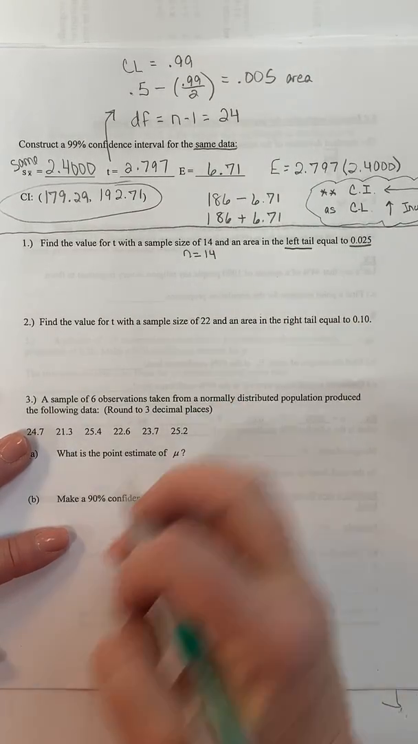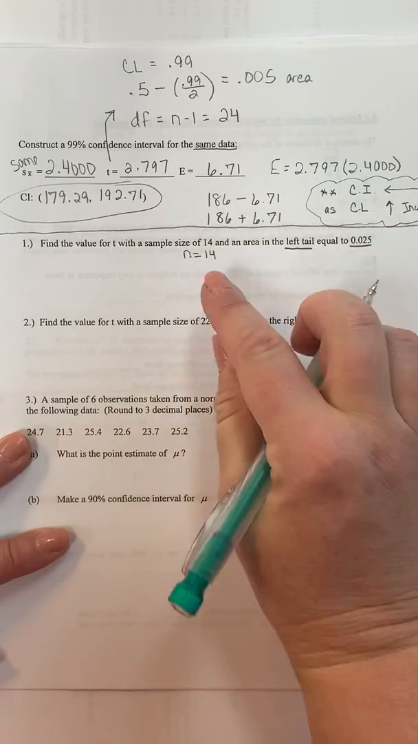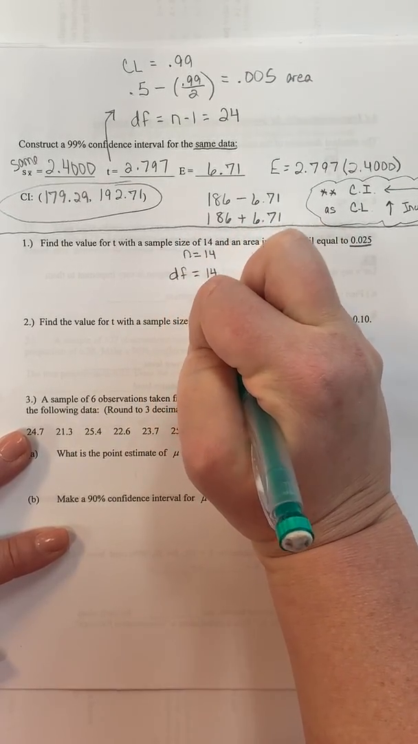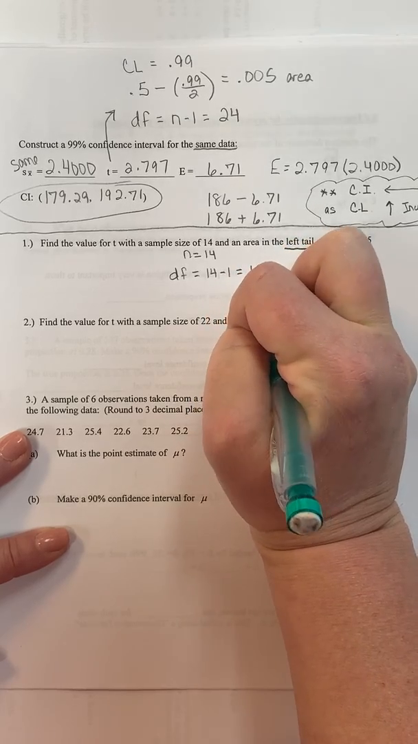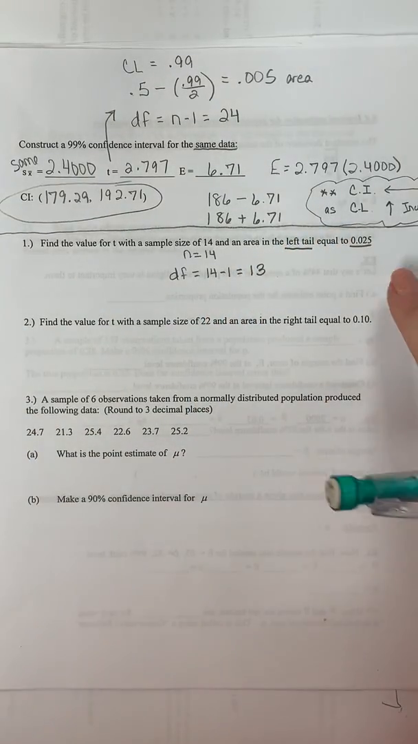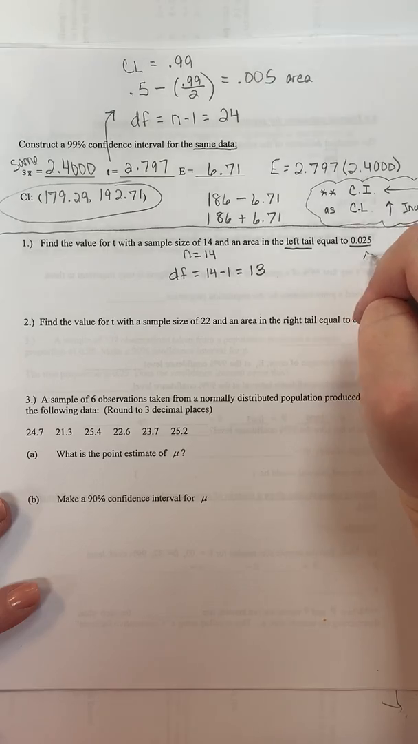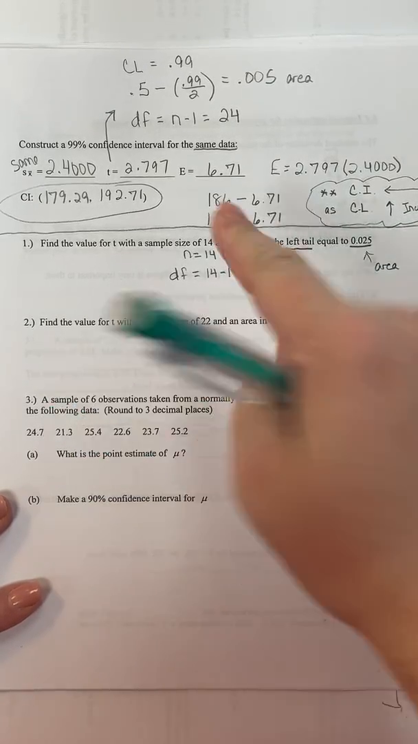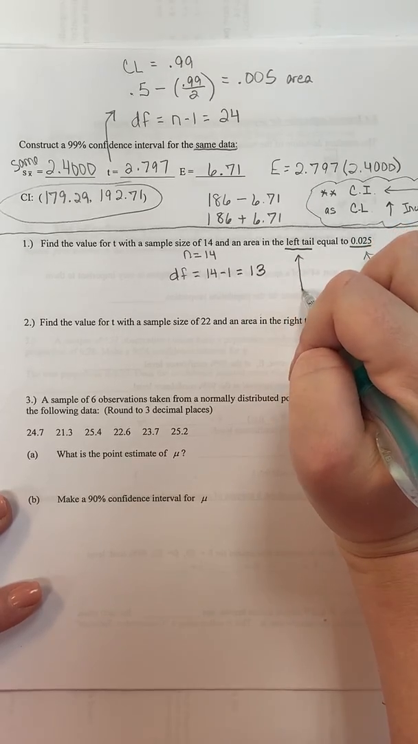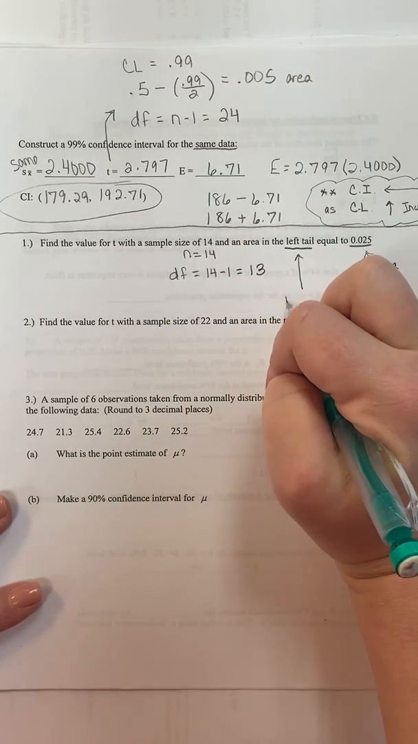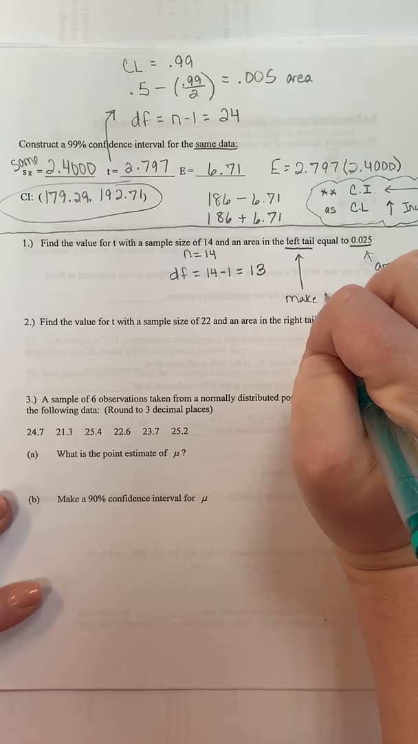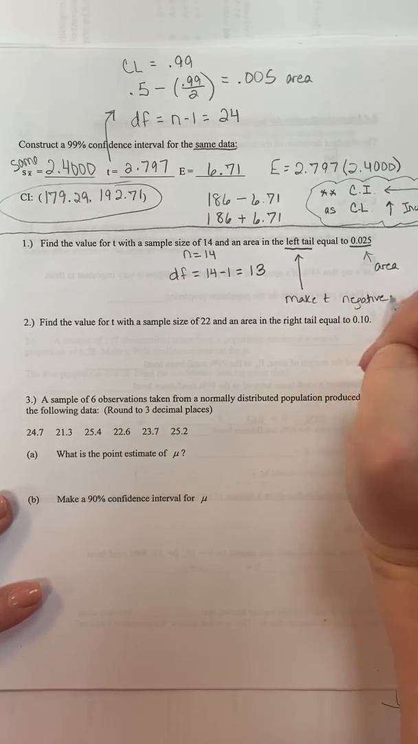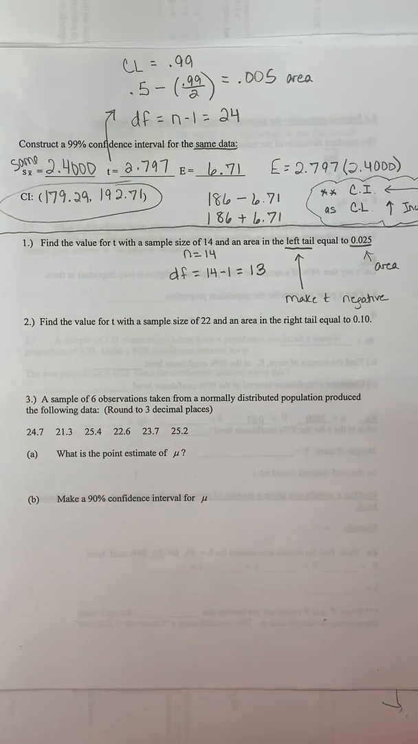Okay, so if my sample size is 14, my degrees of freedom are going to be 13. I have the area, it's already been given, but because this is the left tail, this means when I find t, I'm going to make it negative. And that's all they want, is find the value for t.